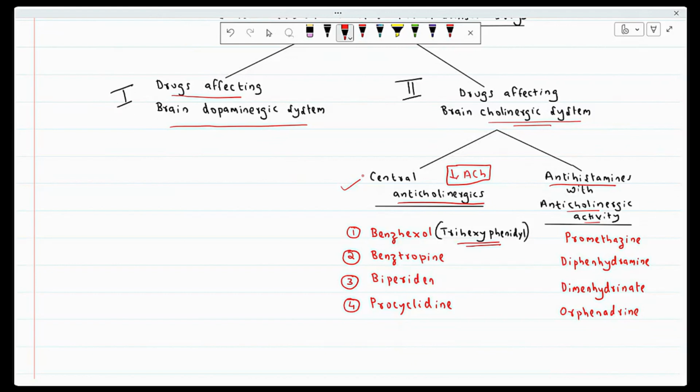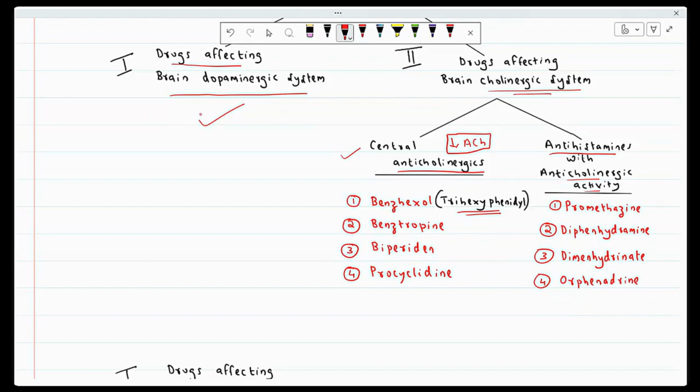Now, apart from the central anticholinergics, there are antihistamines. The drugs given to decrease histamine also possess anticholinergic activity, especially the first generation antihistamines like promethazine, diphenhydramine, dimenhydrinate, or phenadrine citrate. These are actually antihistamines, however they have the ability to decrease the acetylcholine level. Promethazine is a very commonly used drug for this. Hope it is clear. So basically we divide into two categories: drugs which increase the dopamine level, and drugs which decrease the acetylcholine level. We have told about central anticholinergics and antihistamines, and the examples you need to remember.